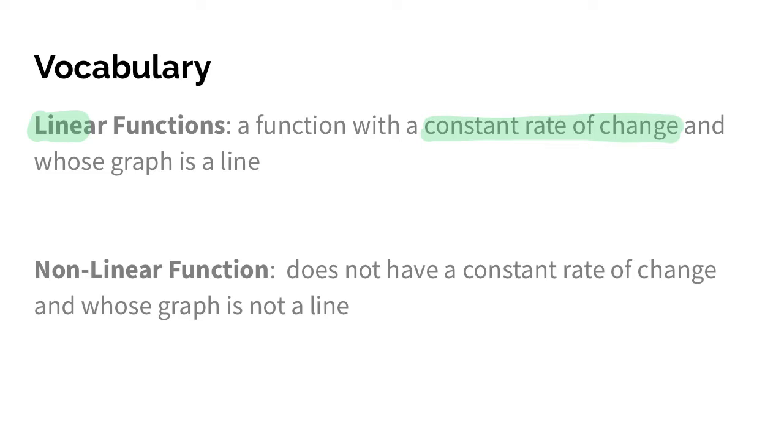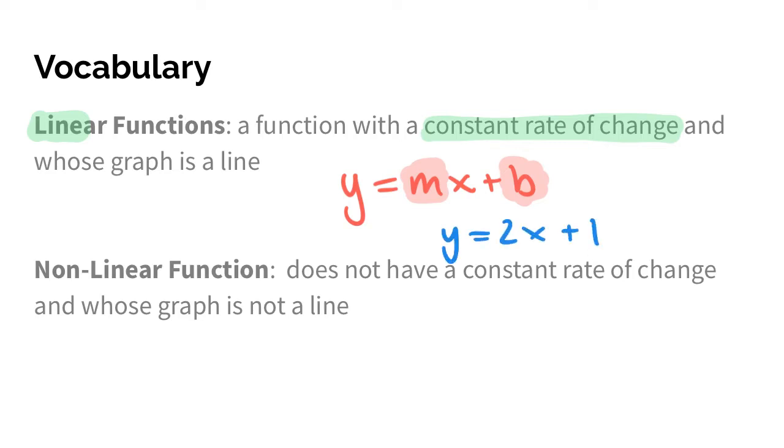Now, when written, a linear function is always going to be of the form y equals mx plus b, where in this form, m and b represent two numbers. So for example, y equals, let's say, 2x plus 1. This would be considered a linear function.